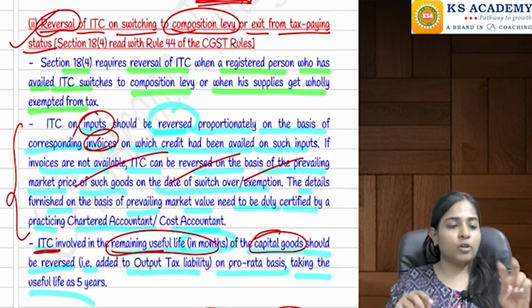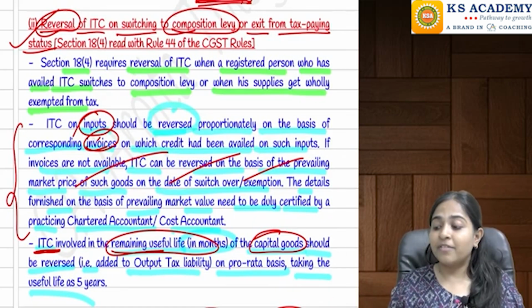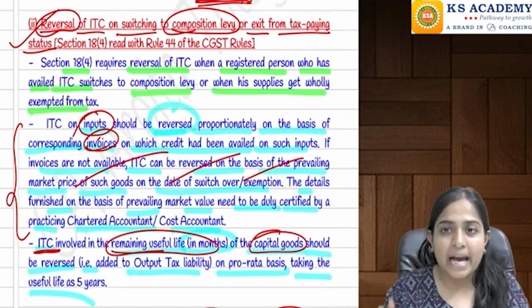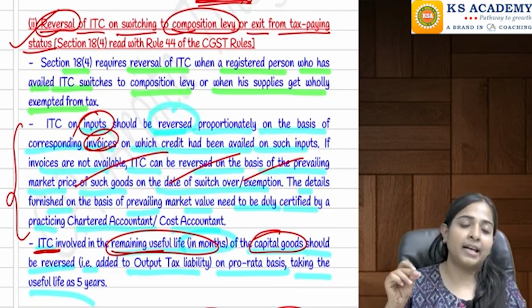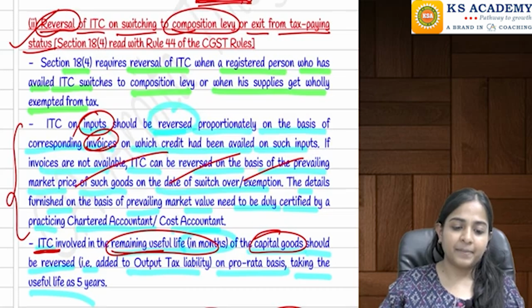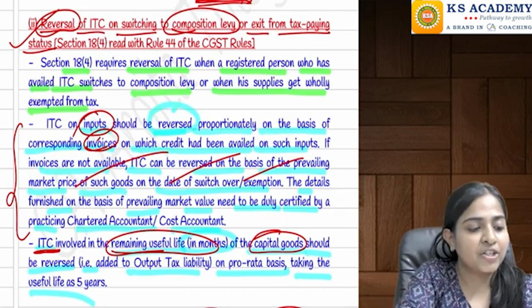So ITC on goods and on capital goods got reversed. And whatever balance amount of ITC is left in your electronic credit ledger will lapse, because now you don't need any input tax credit. Are you clear with this? Yes, this was section 18 subsection 4.